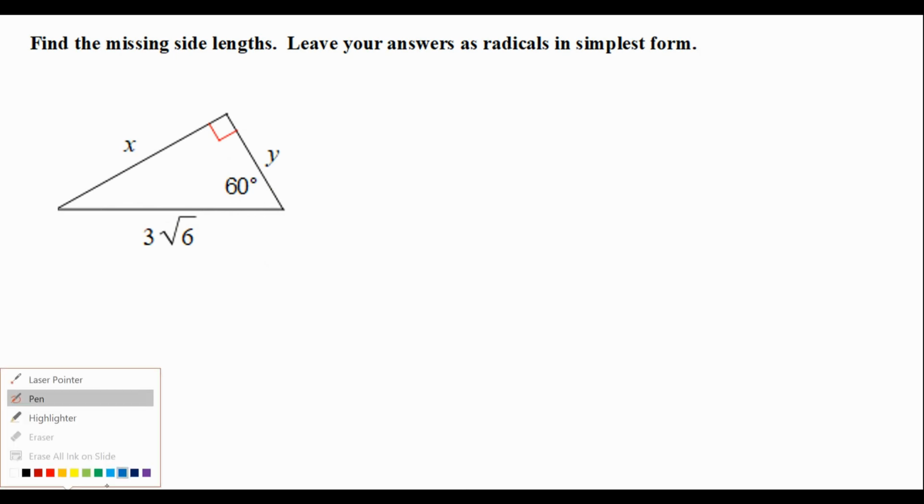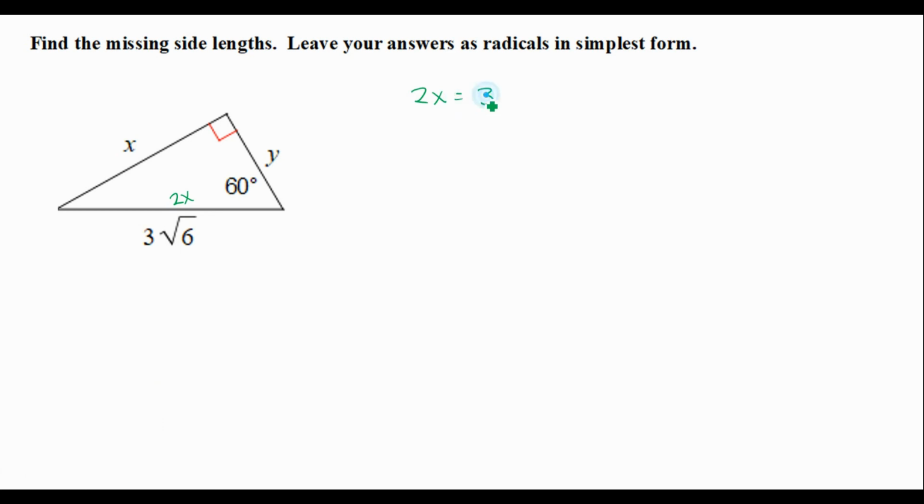In our next example, the side that is given is across from the right angle, so it's 2x. So I can write my equation of 2x equals 3 radical 6. If I want to solve for x, you would divide both sides by 2. And in this case, the 3 should be divided by 2. However, that does not simplify. So x is really the value of 3 radical 6 over 2. And it stays exactly like that.